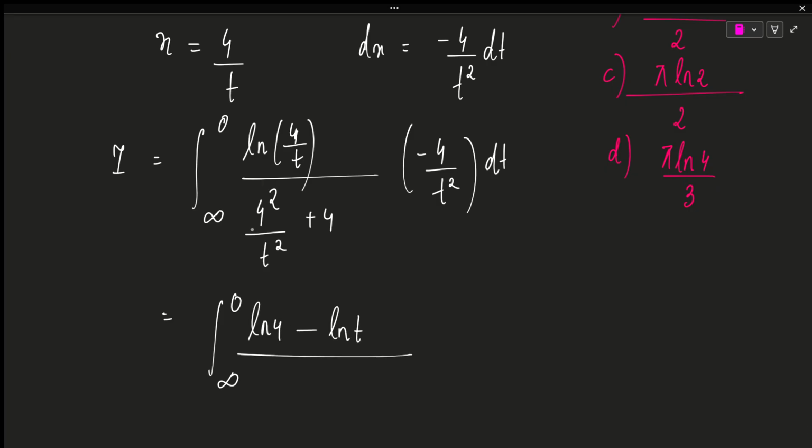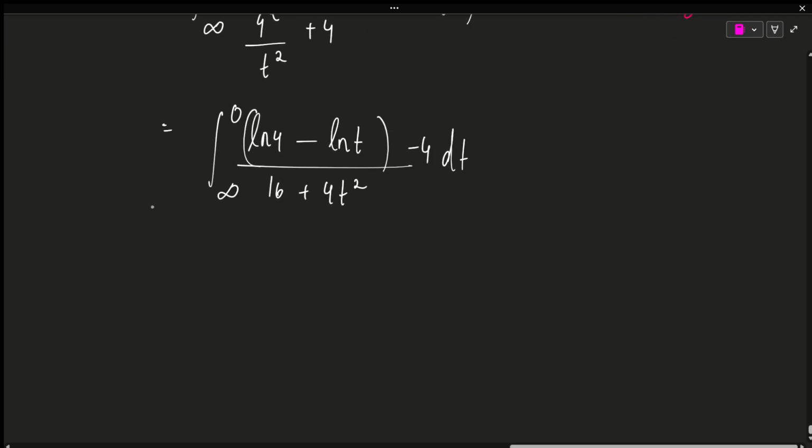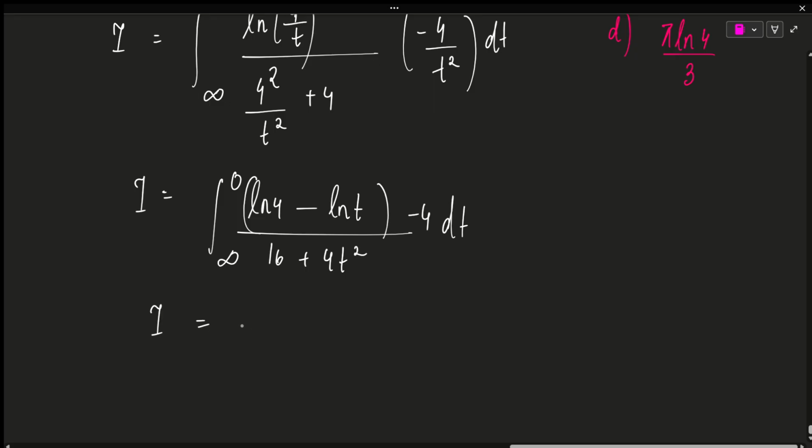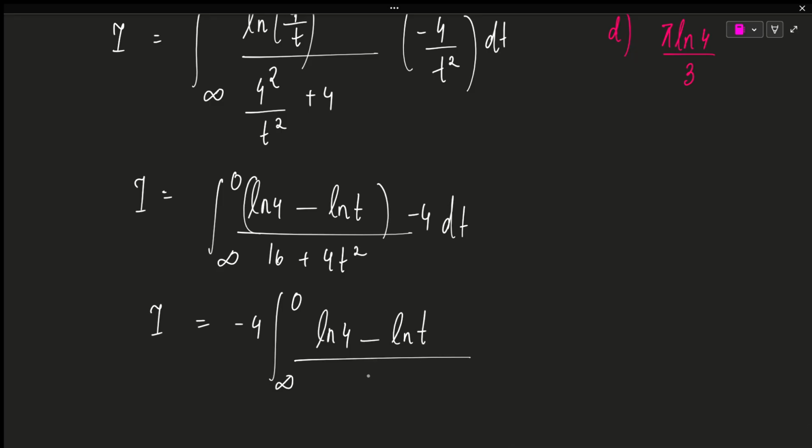If you multiply with t square both up and down, you are going to get 16 plus 4t square. If you multiply t square on the top, this t square will cancel out, so I'm simply going to get minus 4 over here, and then dt. What you do, you take the 4 outside, so you are going to have minus 4, infinity to 0, ln of 4 minus ln of t upon, if you take the 4 common, 4 plus t square.